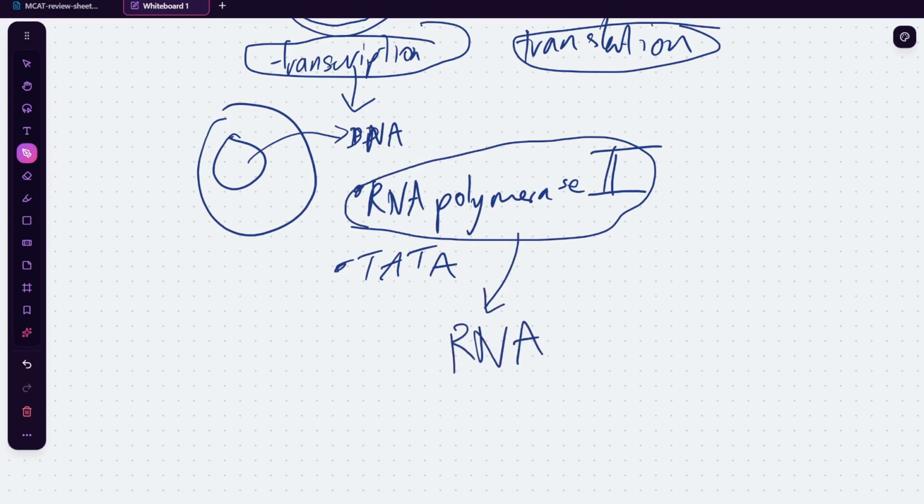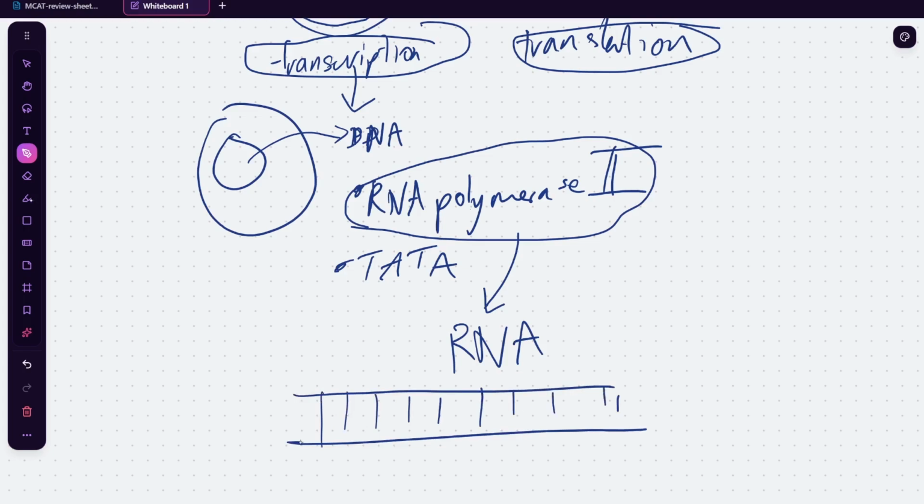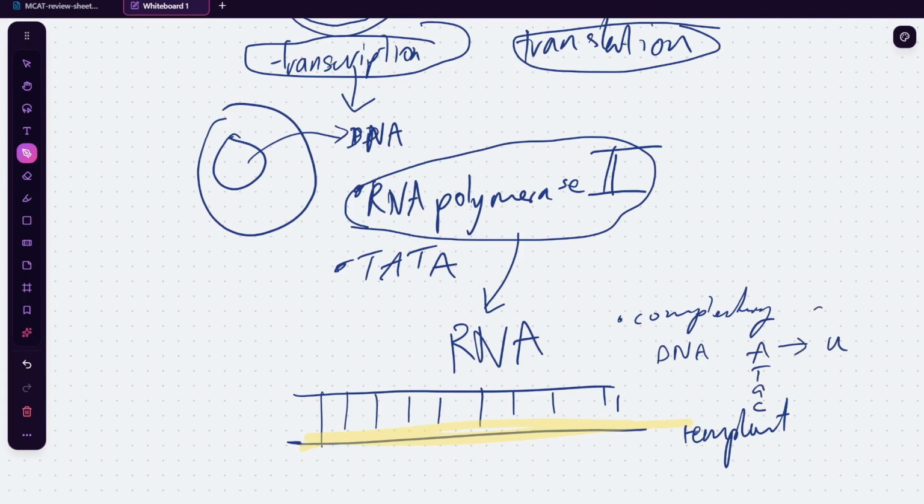So it reads the template strand, remember, from unzipping the DNA, and builds a complement strand. So you remember that DNA got unzipped. Now it looks all parallel like this. And now it's going to use one of these sides, the template, to build a complementary RNA strand. Complementary, what does that mean? Well, in DNA you have A, T, G, and C. A will pair with RNA U, that's complementary. T will pair with A, G will pair with C, and C will pair with G.